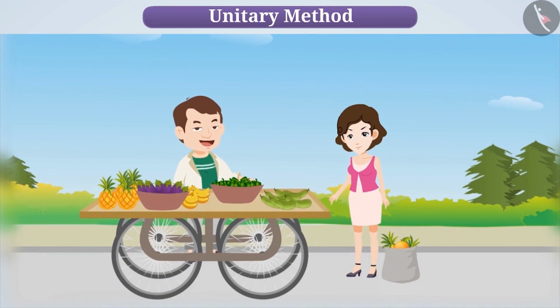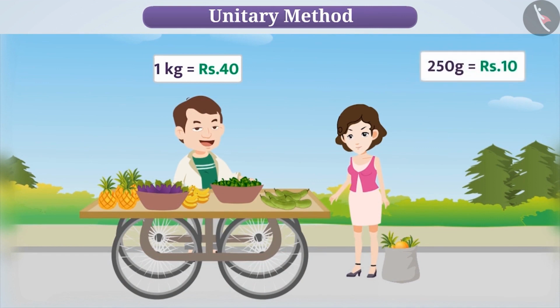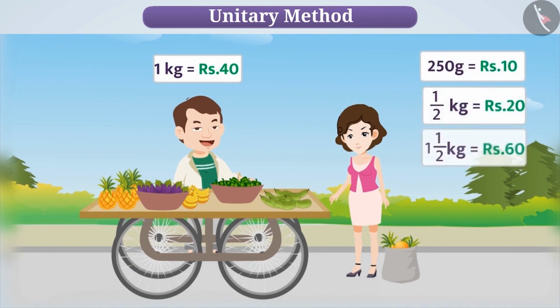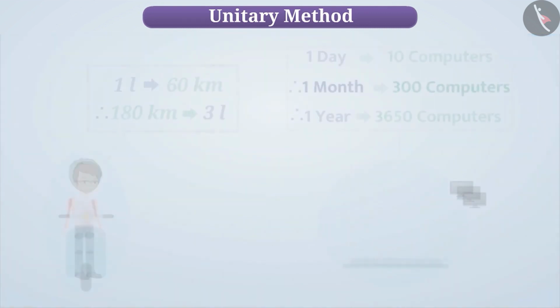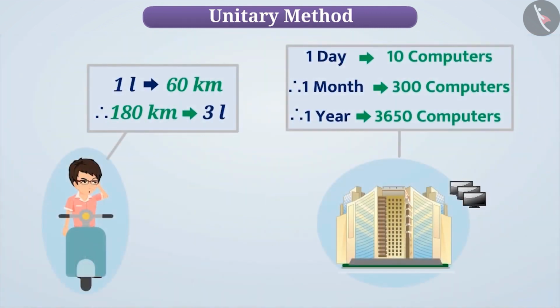When you go to buy vegetables, the shopkeeper tells you the cost of 1 kg of vegetables. On the basis of this, you find the cost of 250 grams, half a kg, 1.5 kgs, and 2 kgs or as much as you want. Here also, you use the unitary method. Similarly, for the following situations also, you will use the unitary method.